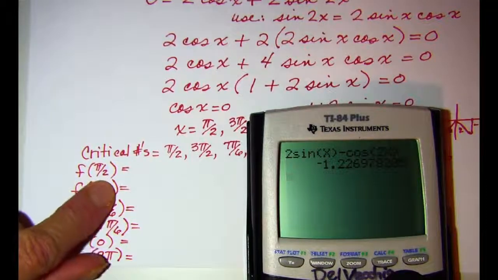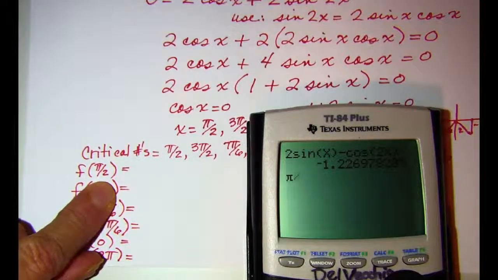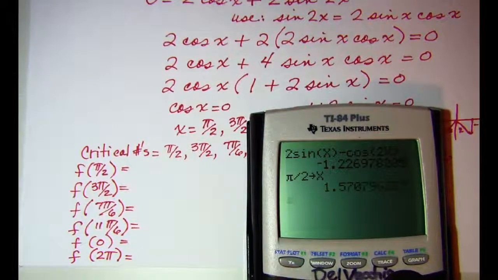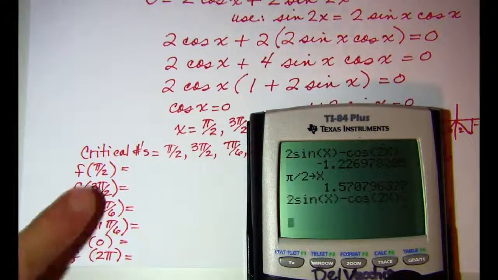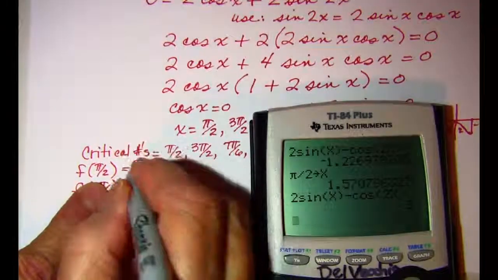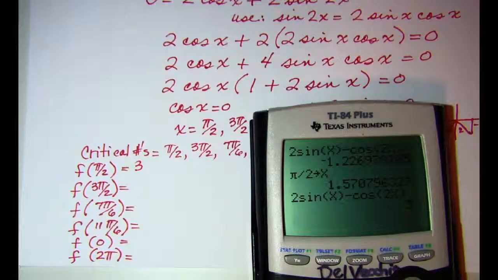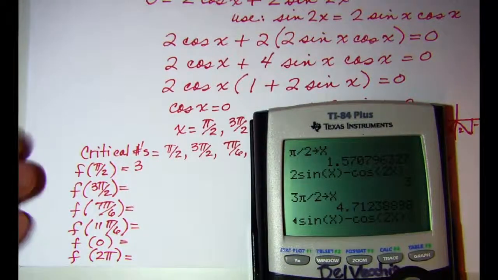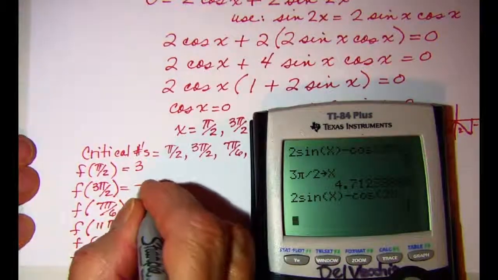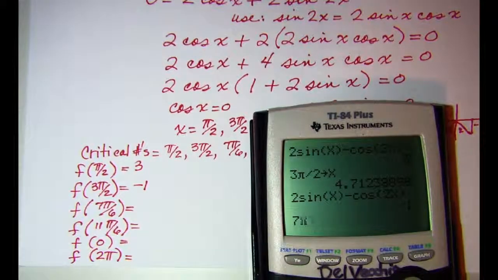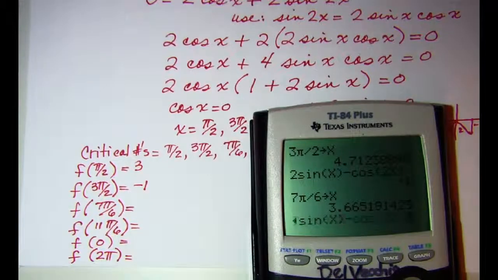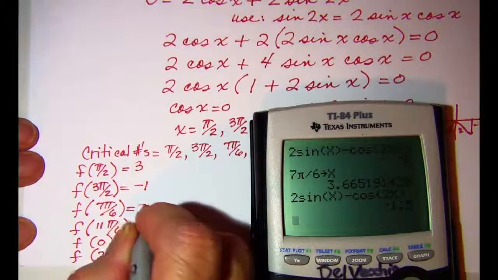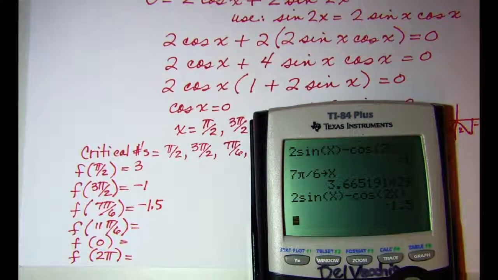Pi over 2, storing for x, gives me 3. 3 pi over 2, store x, is negative 1. 7 pi over 6, store x, is negative 1.5.